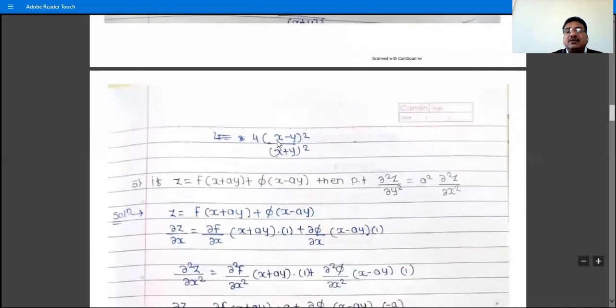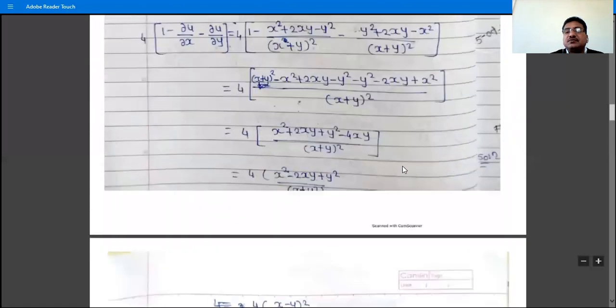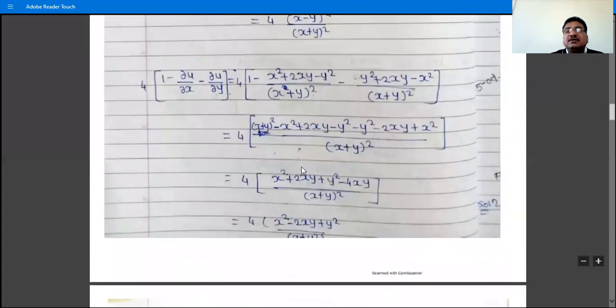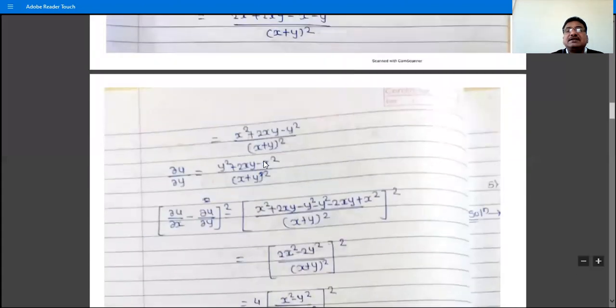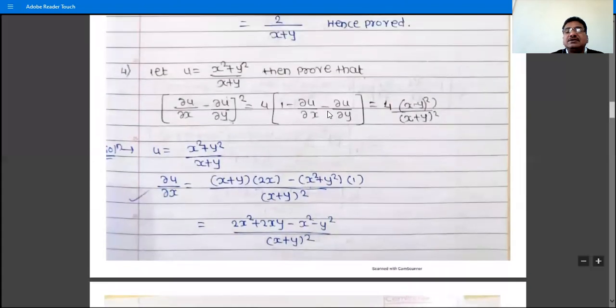and then again we have the same answer, that is this. So from 1 and 2, here this is 1 and this is 2, and from 1 and 2 we say that this equals this equals this.